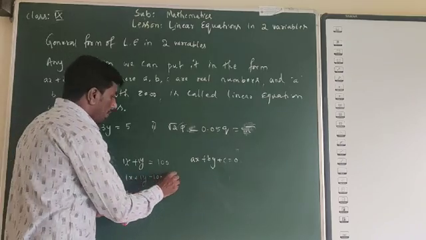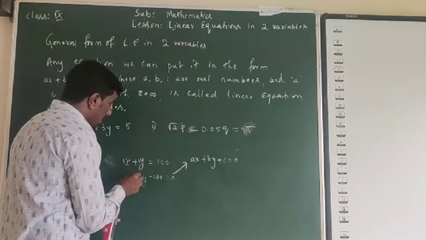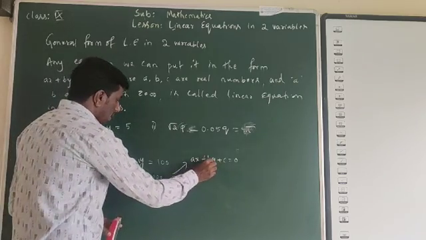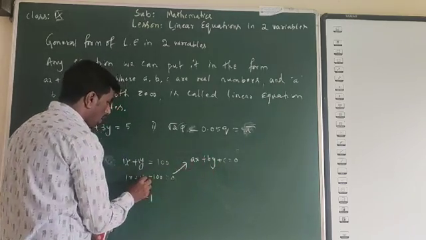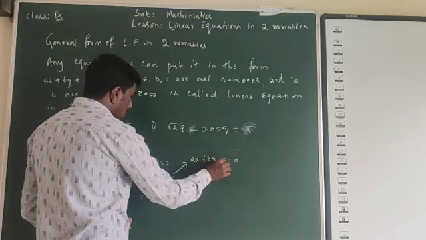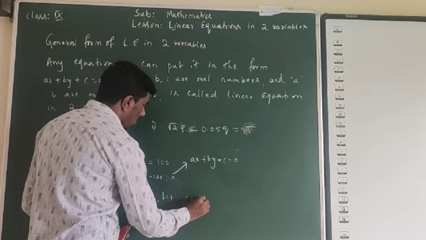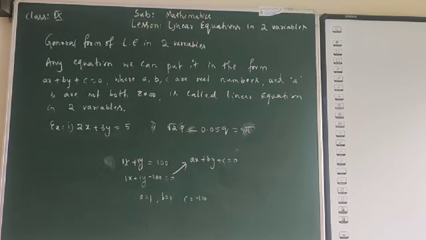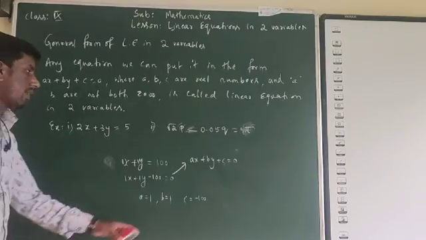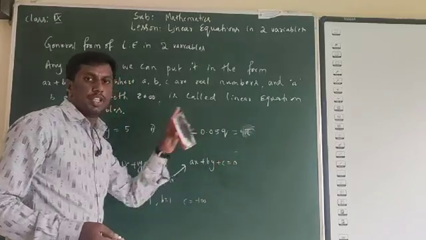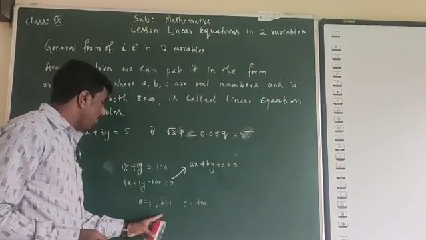So the equation you can compare with the general equation. In the place of a, we have 1, so a is equal to 1. In the place of b, we have 1, so b is equal to 1. In the place of c, we have the constant, so c is minus 100. Comparing the given equation with the general equation, I can write the values of a, b, c.